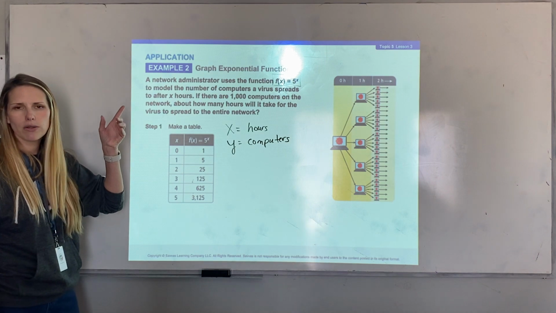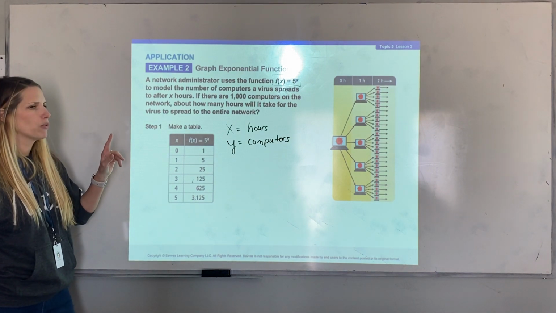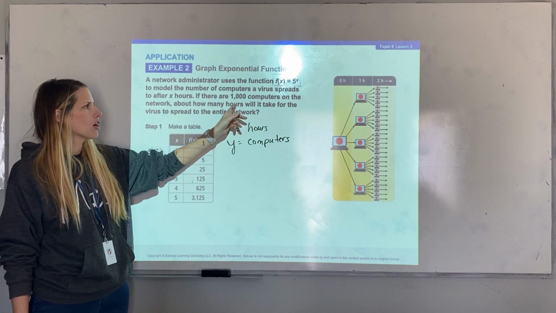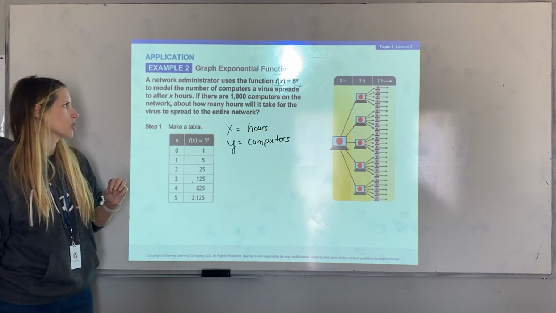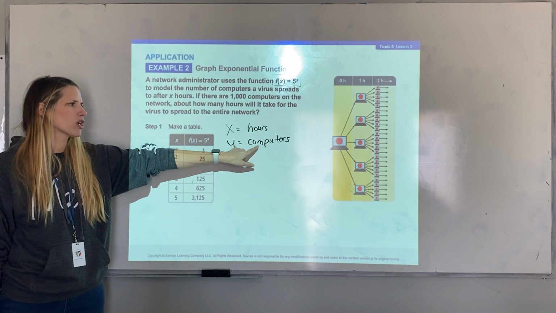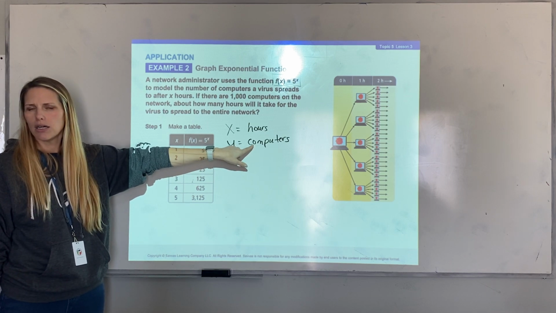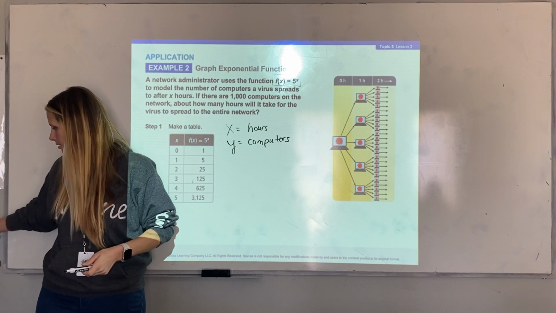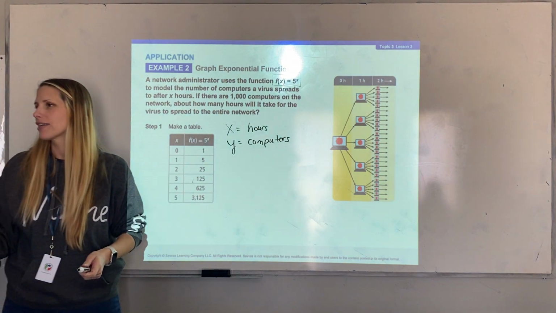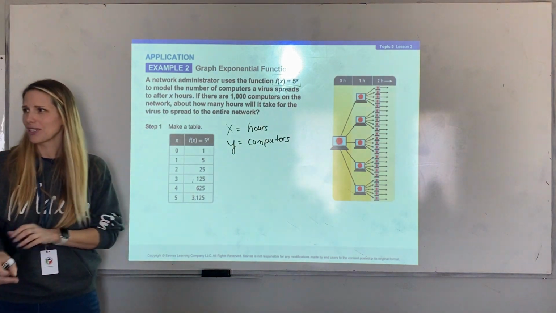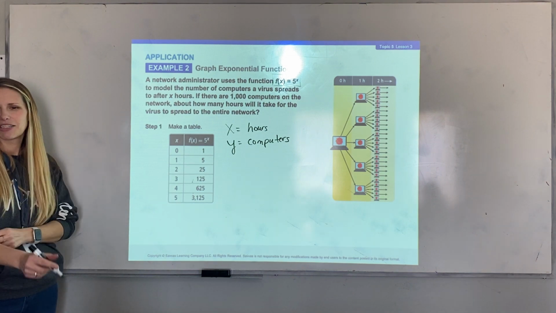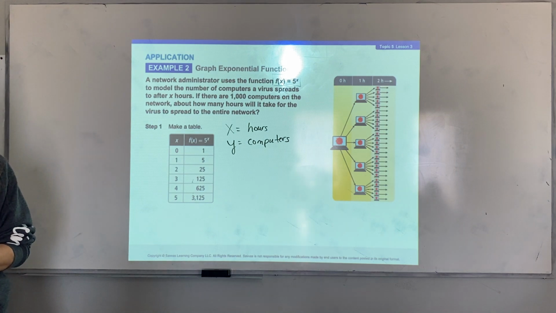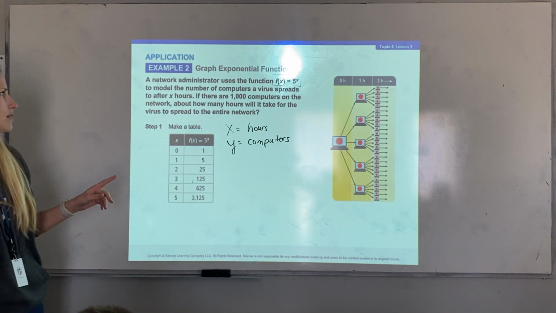Now let's go back to our word problem. It says if there are 1,000 computers on the network. So what are we looking for here? Computers. Our y value. We don't know how many hours it took. Exactly. So aren't we solving for x? Yes.